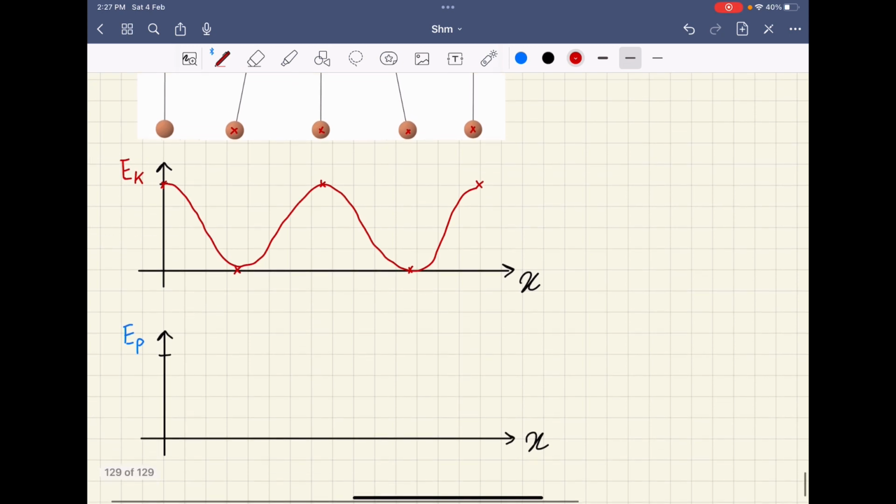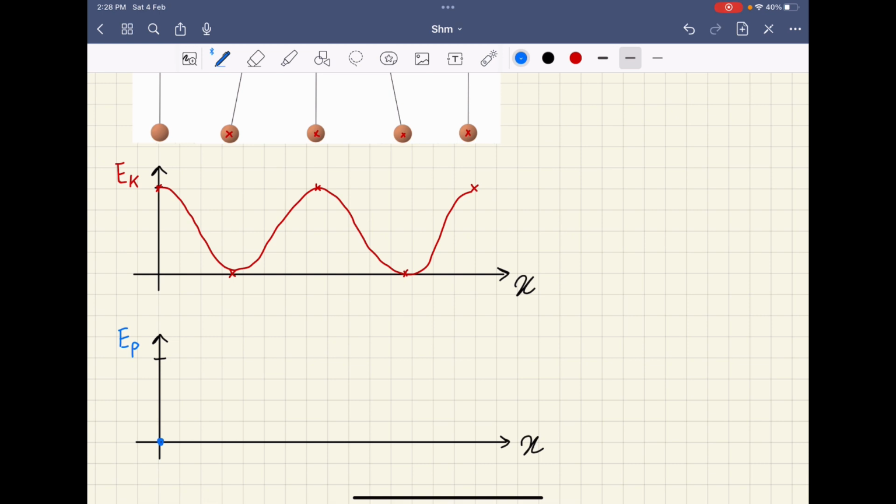Now, as for the potential energy, every time we have maximum potential, we will have minimum kinetic, right? Yes, every time we have maximum potential, we have minimum kinetic. So at the maximum kinetic over here, we will have minimum potential, and at minimum kinetic here, we'll have maximum potential.